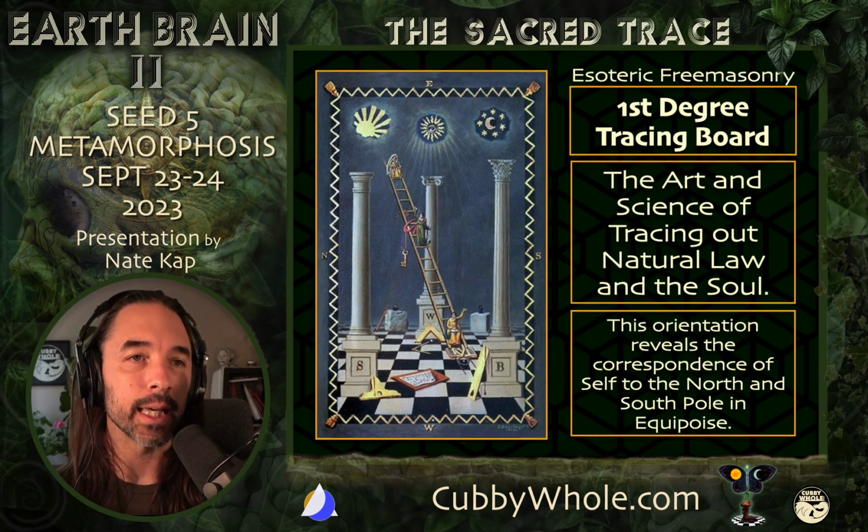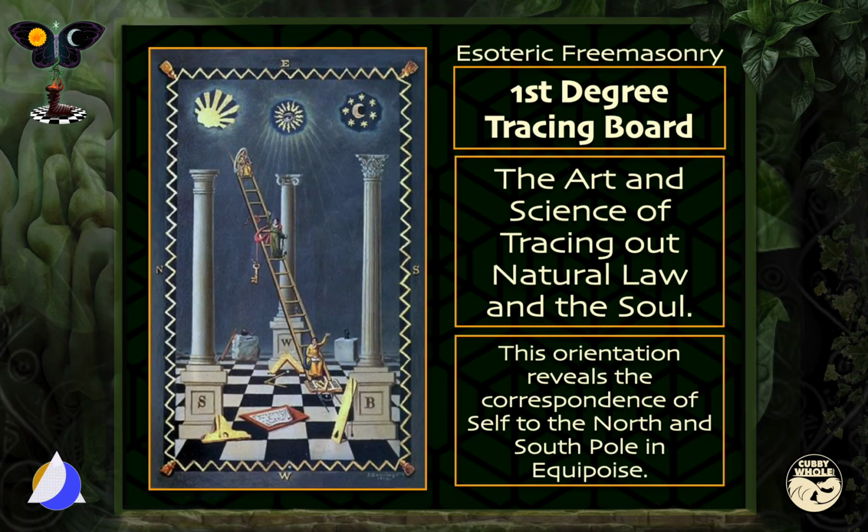So internally, this is an allegory of the self, okay? So this is the art and science of tracing out natural law and the soul. And this orientation that we see here, this is what reveals the correspondence of self to the North and the South Pole in equipoise.